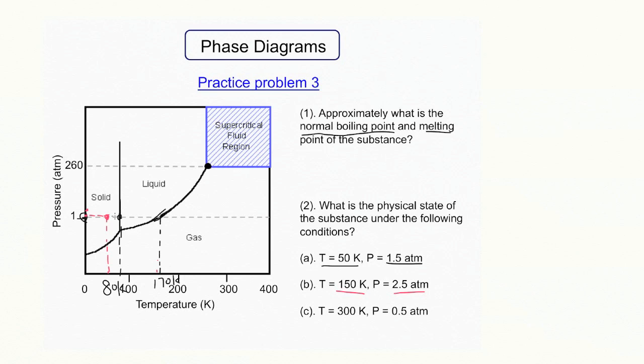And if you draw the line, you will see that the substance is in the liquid phase right here. So it's liquid. C. Temperature 300K and the pressure 0.5 atm. 0.5 atm is here and the 300K is right here. So what you need to do is draw the line and find out the corresponding state. And it's in the gas region, so it's a gas. So this is how we use the phase diagram to solve the problems.